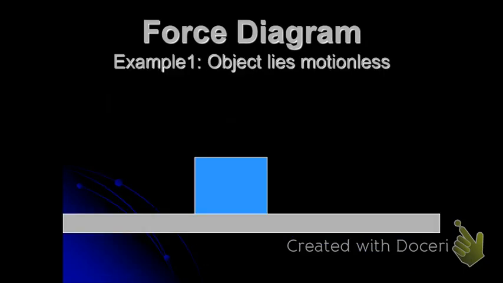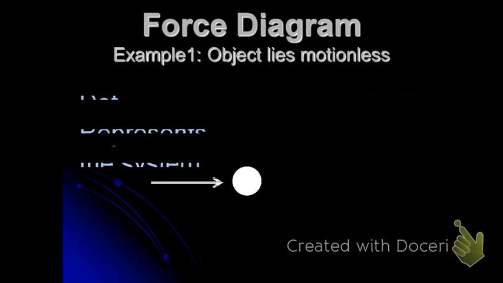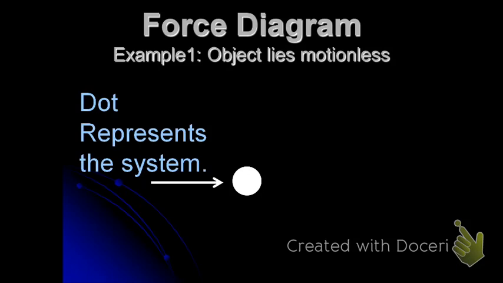So let's look at an example. Here we have a box on a table. The object lies motionless. So what's the first thing we do? How do we represent the system? With a dot. So we draw a dot to represent our system. What's the next thing we do? We go with long-range forces, which means just gravity. What direction is gravity? So I draw a downward arrow. I label it FG. Okay, arrow with label. Now, is the object accelerating? No. What do I know about the forces?